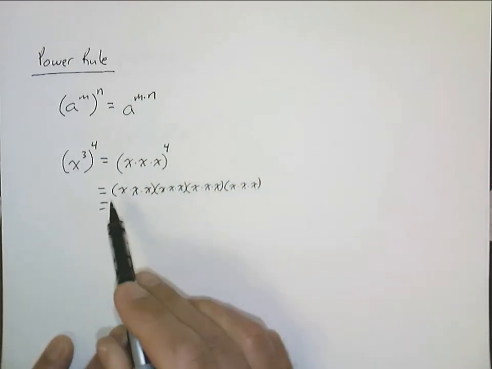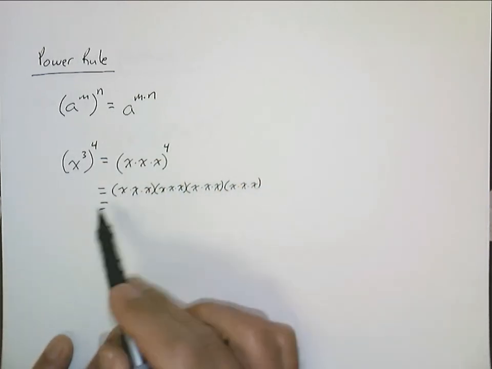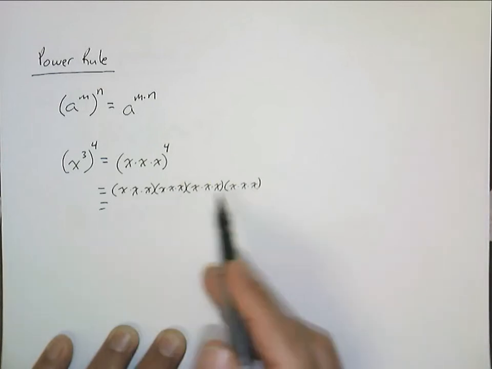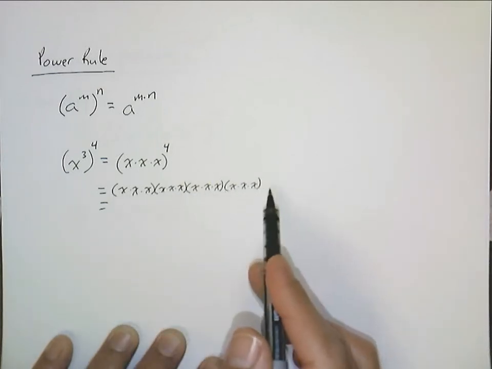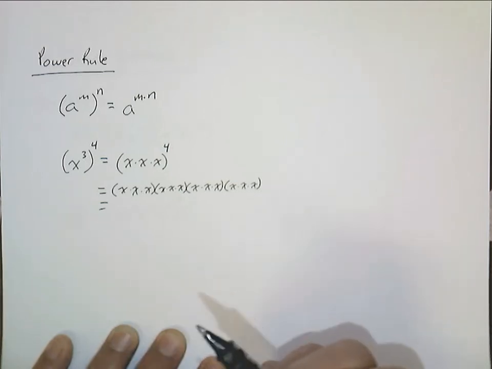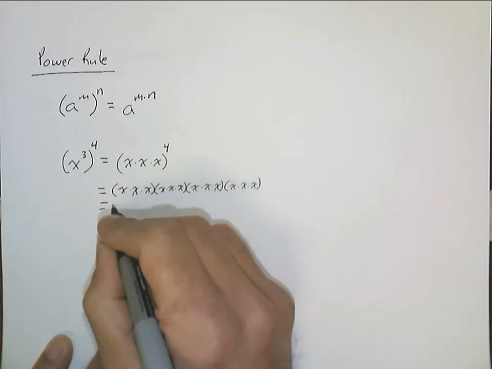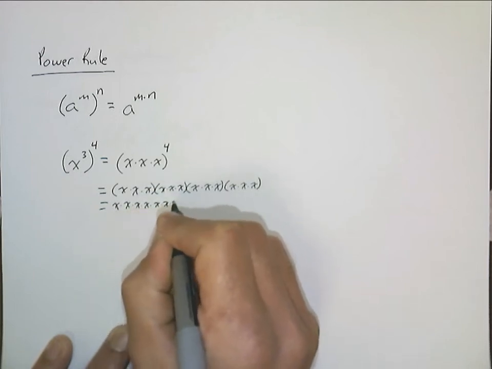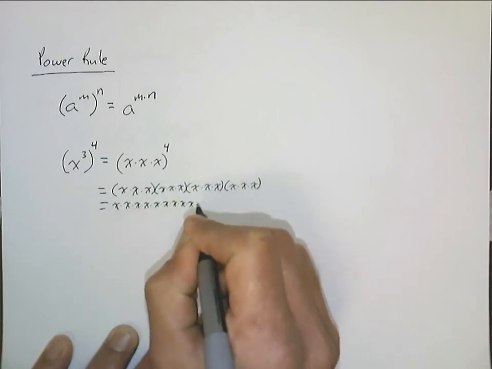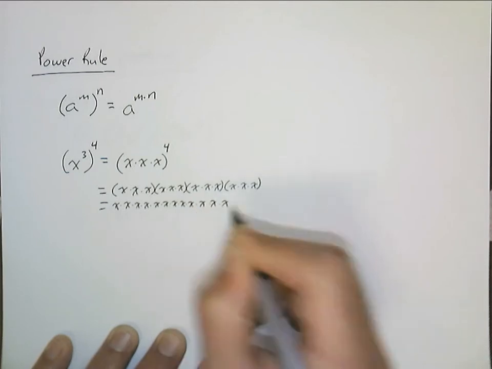Now, all of this is multiplication. There's nothing else going on in this expression now. So the associative property of multiplication says that we can just drop those parentheses. They don't really mean anything anymore. So this is just x times x times x times x times x times x times x times x times x times x times x times x.